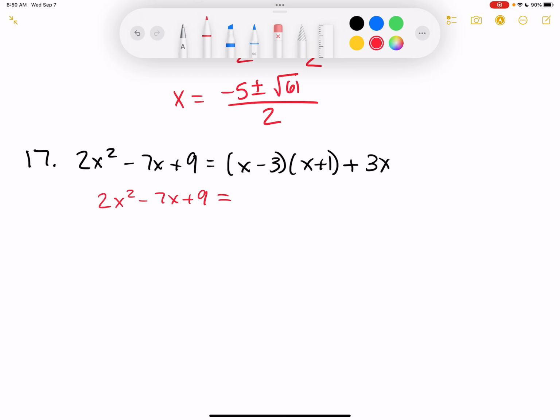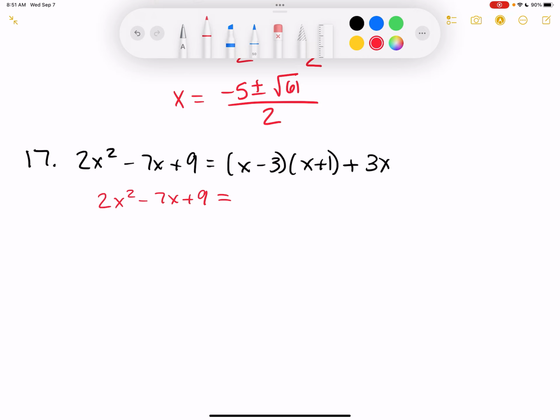There can't be a number in front of the x squared. Correct. But there is a number, and we're going to cancel it in a minute.